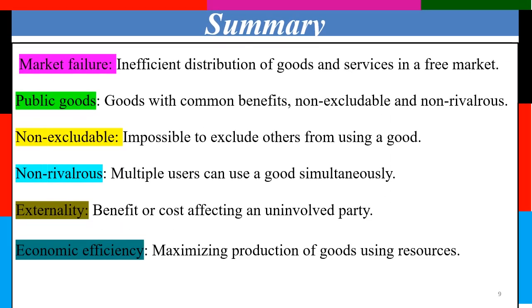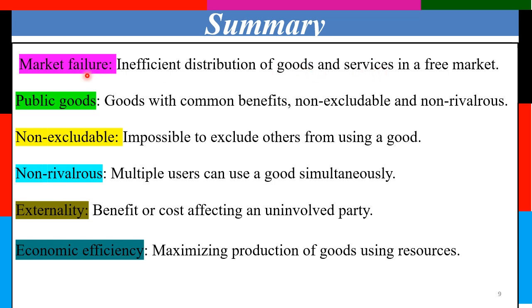Okay, this is the end of chapter 3 of your textbook. Maybe this is the summary of the end of your textbook. We discussed very important points under chapter 3, such as the market failure. We defined market failure as an inefficient distribution of goods and services in the free market. When goods and services are not efficiently distributed, it causes market failure.